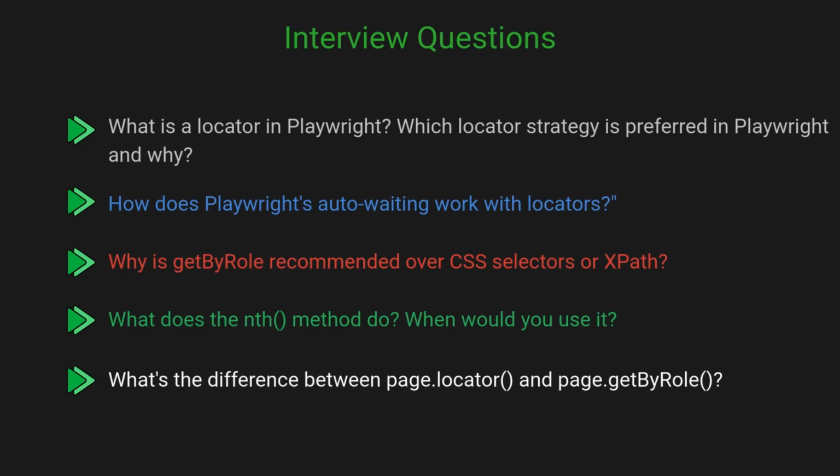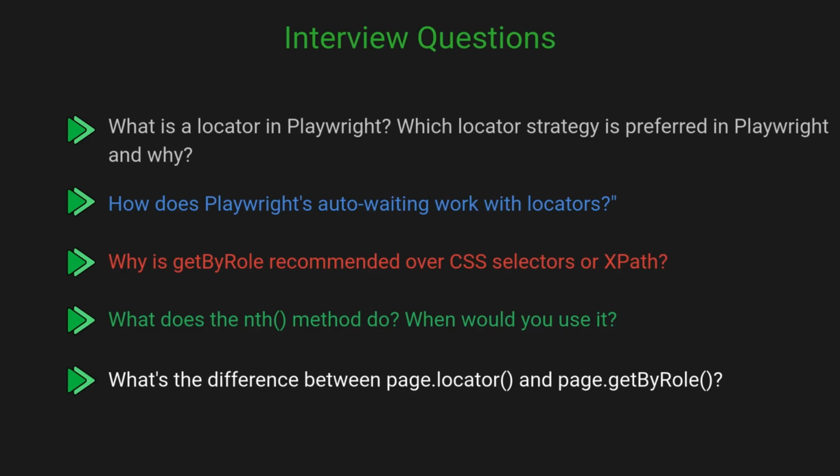And the last question is, what is the difference between page.locator and page.getByRole? First, page.locator is a general purpose method. It allows us to locate elements using CSS locators or XPath. So basically, page.locator focuses on the HTML structure of the page. On the other hand, page.getByRole is a user-focused locator. It finds elements based on their accessibility role, like button, text box, link, checkbox, and their accessible name. Instead of targeting how the element is built, it targets what the element represents to the user.